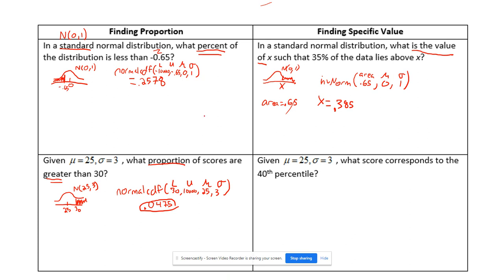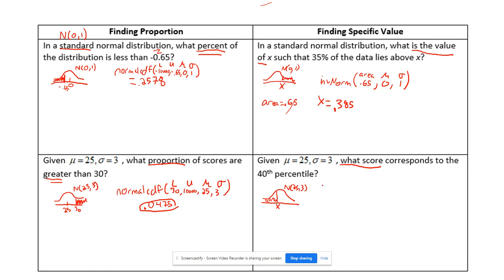Now down here, we're using our mean and standard deviation 25 and 3 again, and we're told what score. I don't know the value, I know the percentile. So I know that if I'm looking for the 40th percentile, okay, there's my normal, mean of 25, standard deviation of 3. 40th percentile means that 40% of the data is to the left of my value of x. I'm trying to find what value of x, what score would have 40% of the data strictly below it.